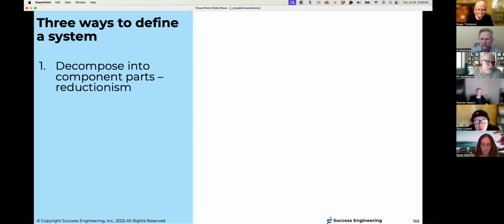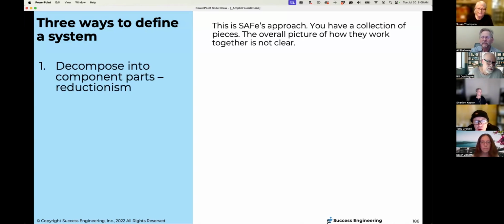Decompose into component parts. This is what's called reductionism. In other words, this kind of SAFe approach. They've got all this stuff. You look at the big picture and you see, I don't know how many things, but you see a lot of things. The overall picture of how they work together is not clear.